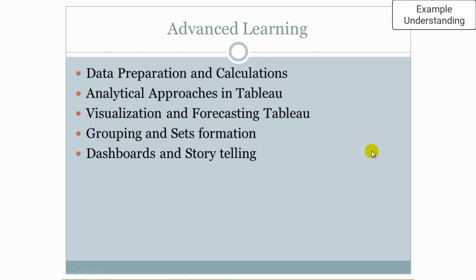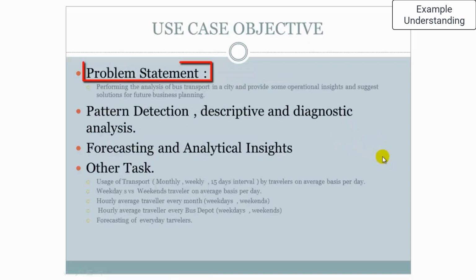Let's move forward and see the use cases. Problem statement: performing the analysis of bus transport in a city and provide some operational insights and suggest solutions for the future business. So with this, we understand that it's a bus transportation statement, and we are already aware of bus transportation, Excel and CSV.